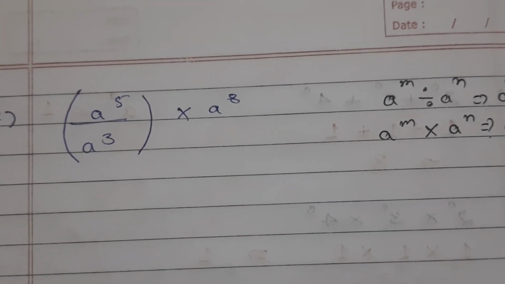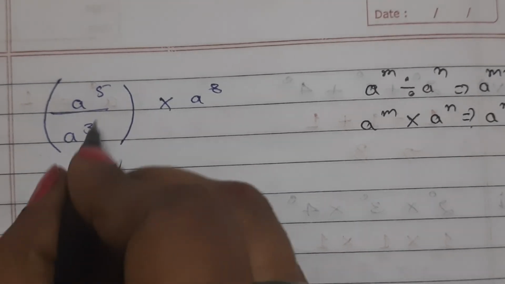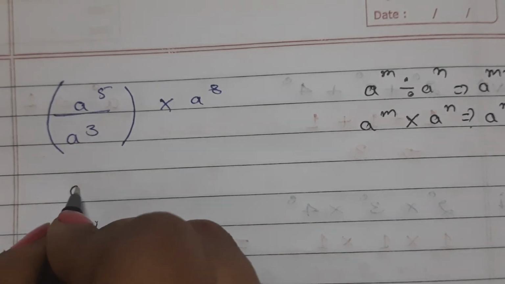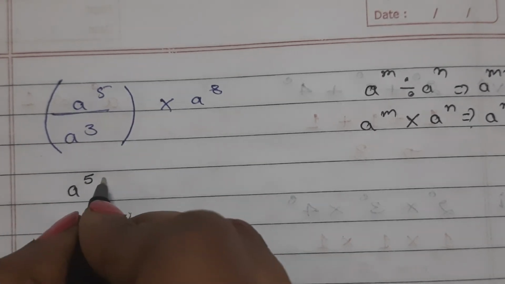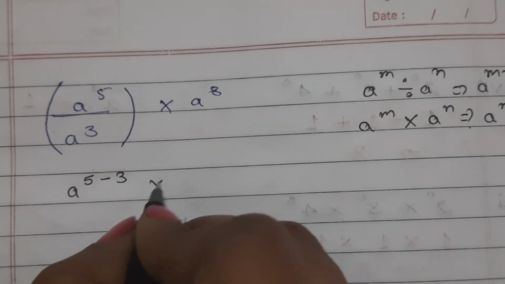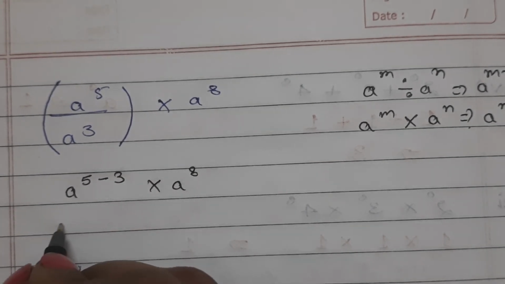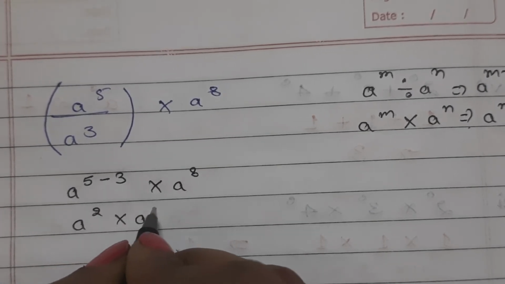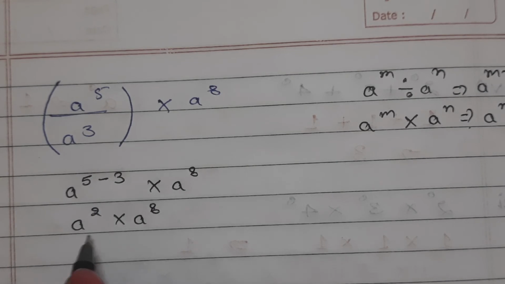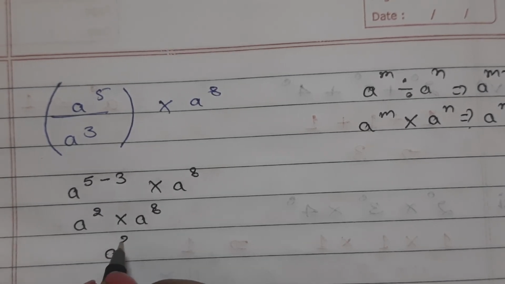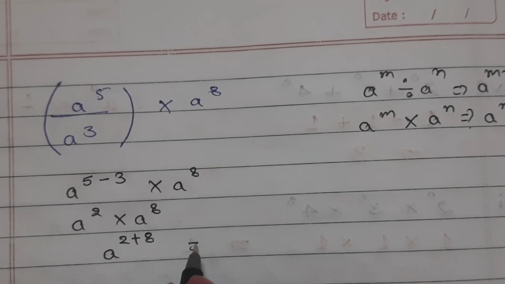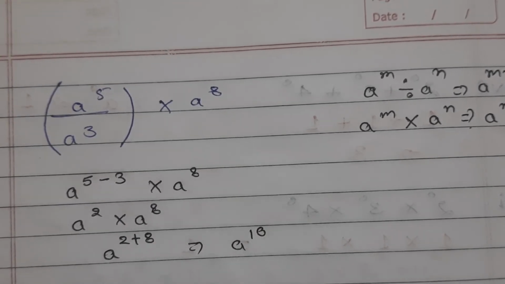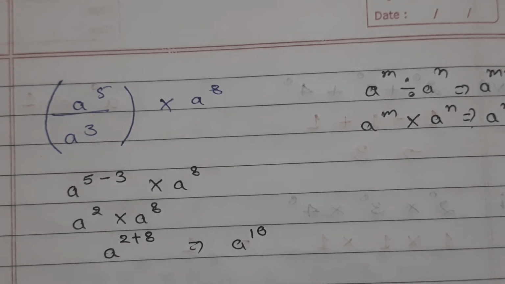So applying the laws, firstly we will solve this. So it will be a to the power 5 minus 3 into a to the power 8. So it will be a to the power 2 into a to the power 8. And since they are having the same base, the powers will be added up. A to the power 2 plus 8, that is a to the power 10. So I hope this is clear. Now let us proceed with the next question.